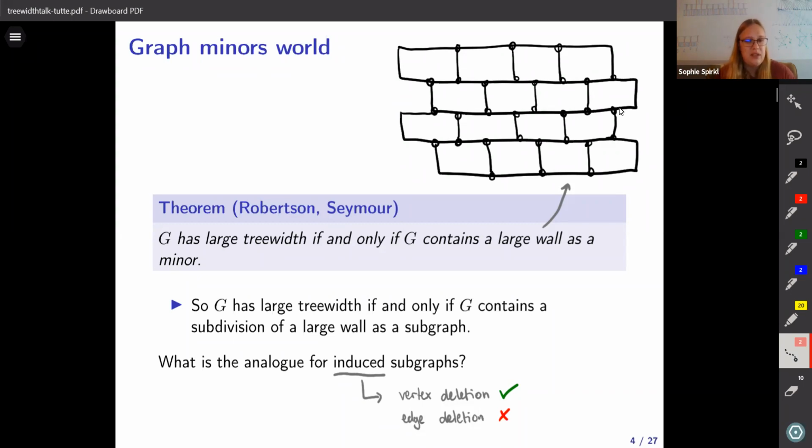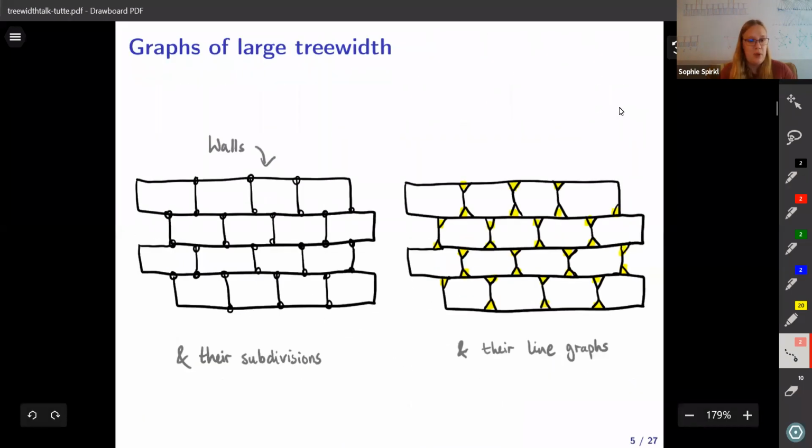And so my question is, what happens for induced subgraphs? So induced subgraphs means you're not allowed to delete edges. You're only allowed to delete vertices. And you're also not allowed to contract things, but we're not even mentioning that here. And then, you still have walls, right? That's a thing that could happen. And you still have their subdivisions. And again, that's one of the things that we should expect as an answer.